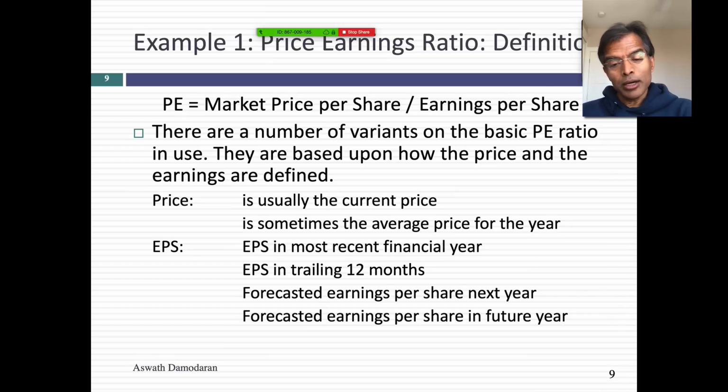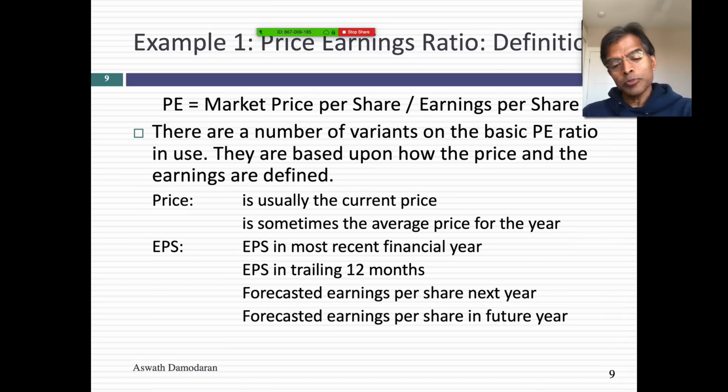Or I can divide by earnings per share in the last 4 quarters, which, if your company just reported earnings, might be through the end of 2019. But if it hasn't come out with its annual report, it might be through September of 2019. That's called trailing PE. If I divide by earnings per share in the most recent financial year, it's called current PE. The trailing 12 months is called trailing PE.